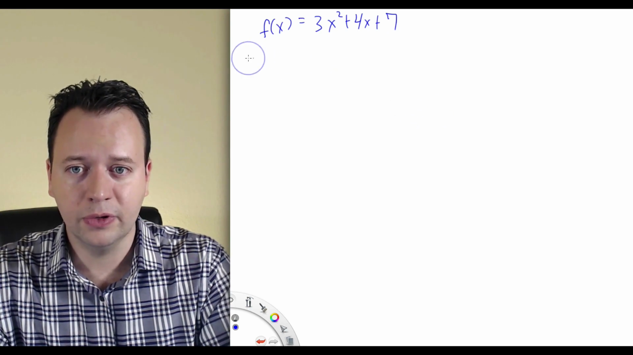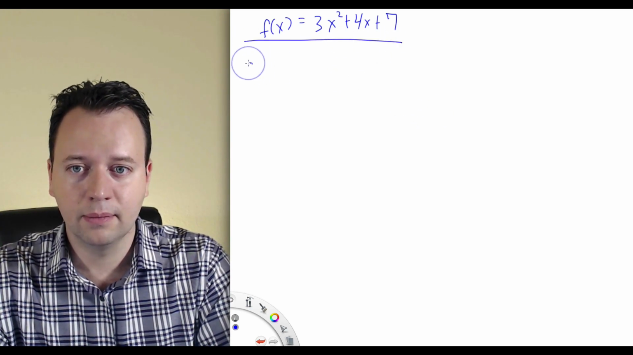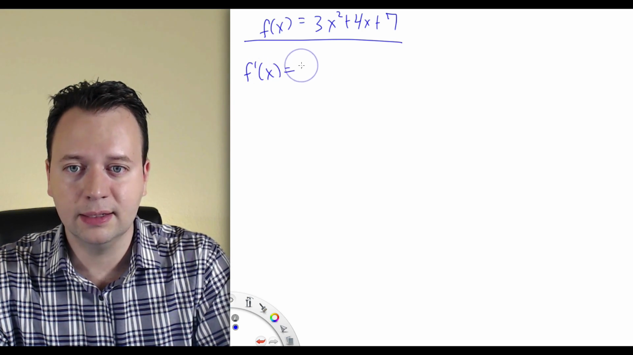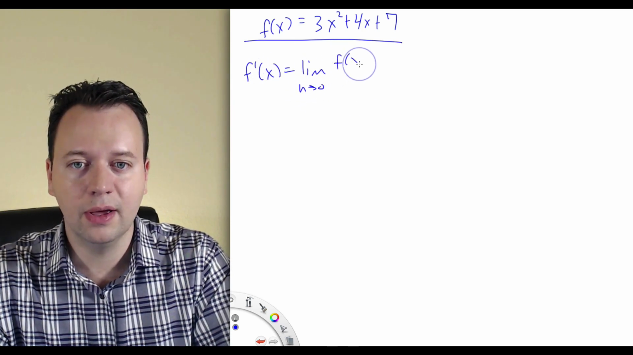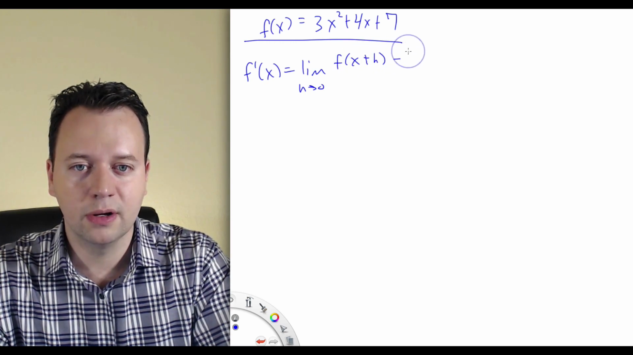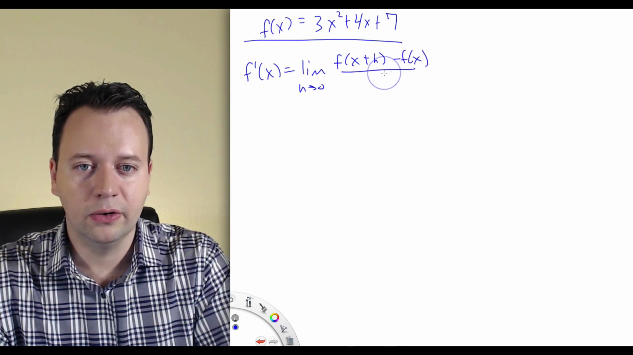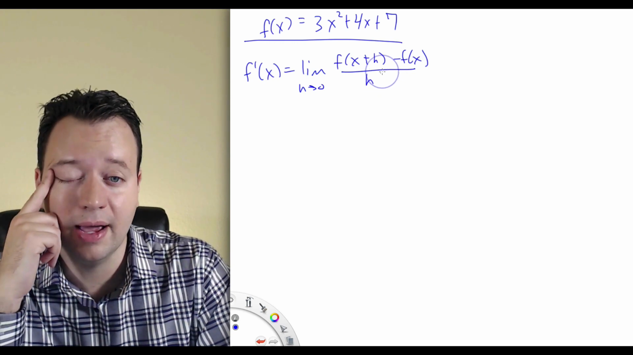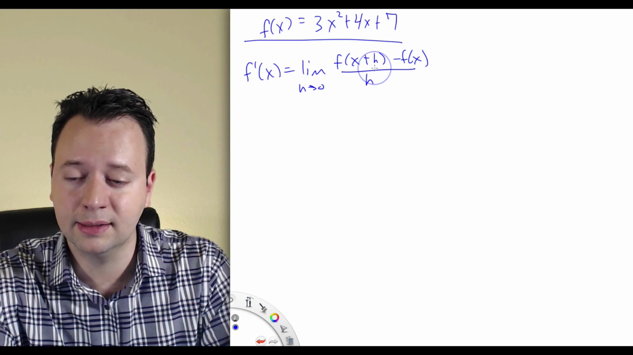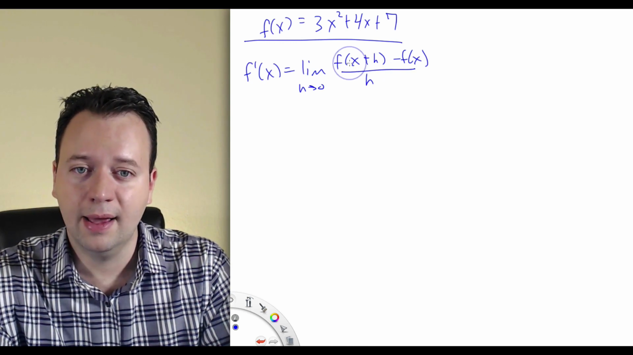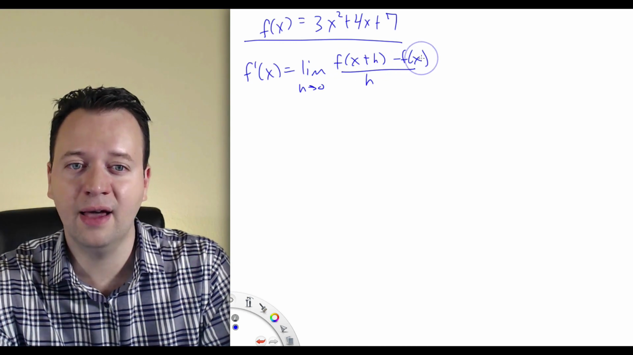So again, we start off by writing f prime of x is equal to, so we start off with just the limit definition. Limit as h goes to 0, f of x plus h minus f of x over h, and always have that picture in your mind, delta y over delta x. So we have the interval from x to x plus h. F of x plus h is the right endpoint, f of x is the left endpoint.